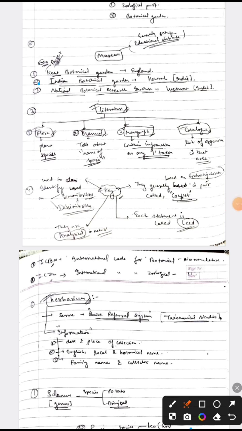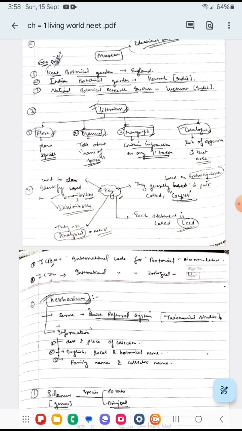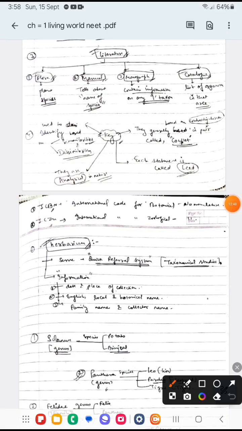Now next is the Indian Botanical Garden. The Indian Botanical Garden is present in Howrah, which is in India. Then the National Botanical Research Institute is generally present in Lucknow. So these are the three major ones which were asked by NTA, and it is a very important and major question. Now the next is literature. The literature mainly consists of flora, manuals, monographs and catalogs.